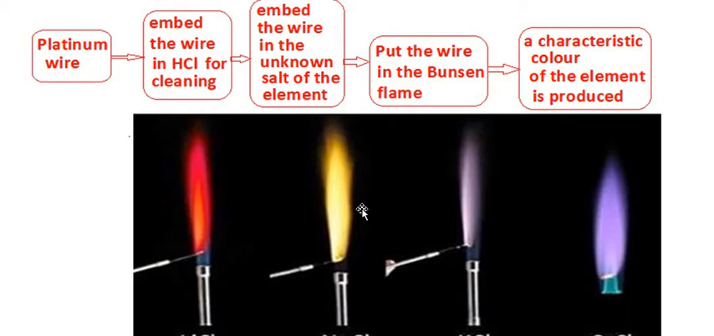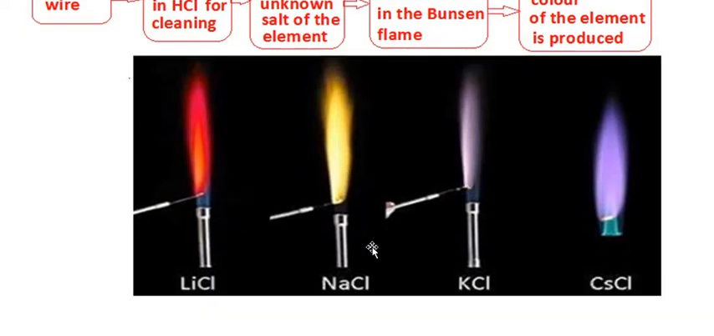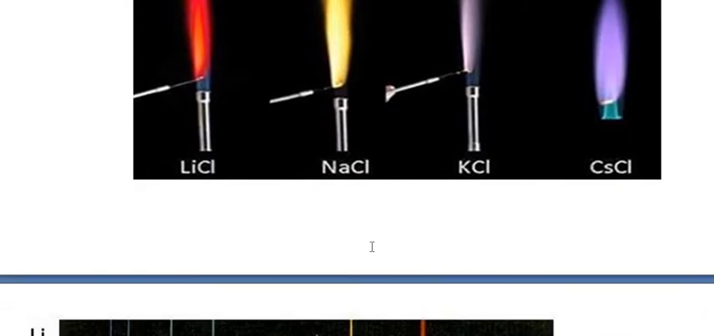How to get these colors? By obtaining platinum wire and embedding this platinum wire in HCl to clean this wire, then taking some unknown salt of any element of group 1A by this platinum wire after cleaning by HCl, then putting this salt which is carried on the platinum wire in the flame. You will get the color of the element, which is very characteristic for this element.